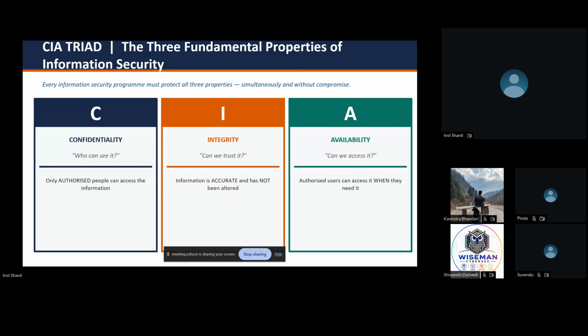Any questions in the CIA triad? No. All right.